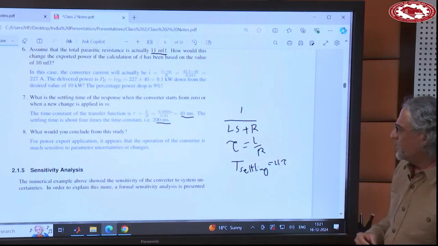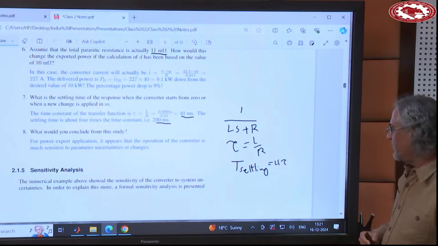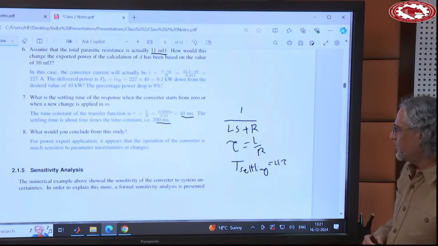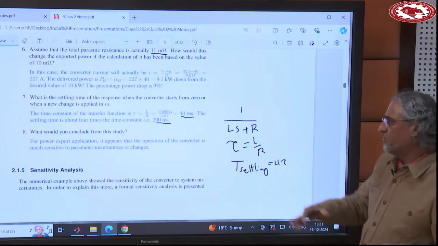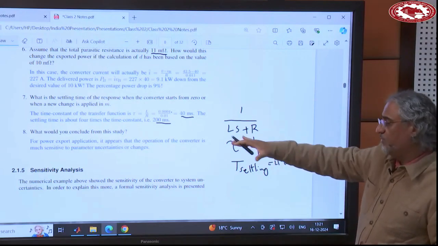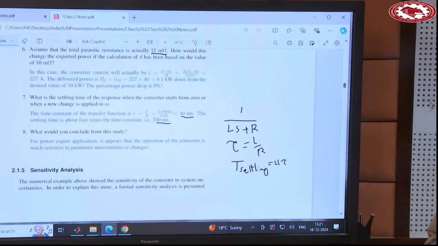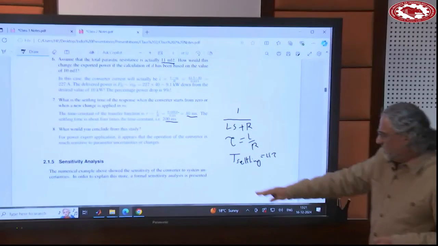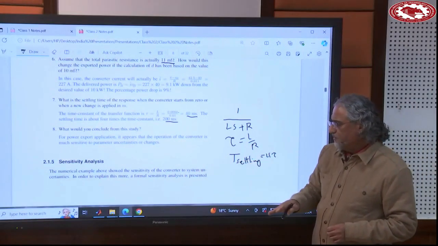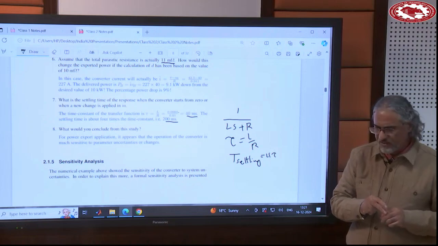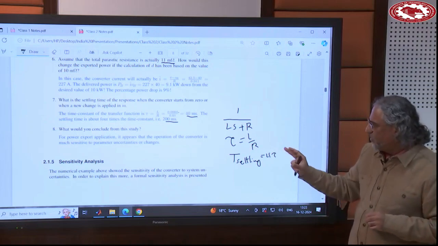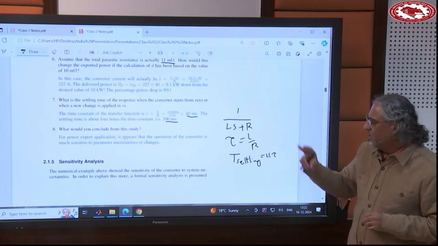What would you conclude from this study? For power export application, it appears that the operation of the converter is very sensitive to parameter uncertainties or changes. This is what I mentioned here, but to repeat, because it's very important, we saw this major problem with this converter. If we cannot solve this problem, we cannot really use this converter in practice. But I'm going to give you a sensitivity analysis in this section. We do some mathematics to see what this problem is in mathematical terms, and then how to solve it.